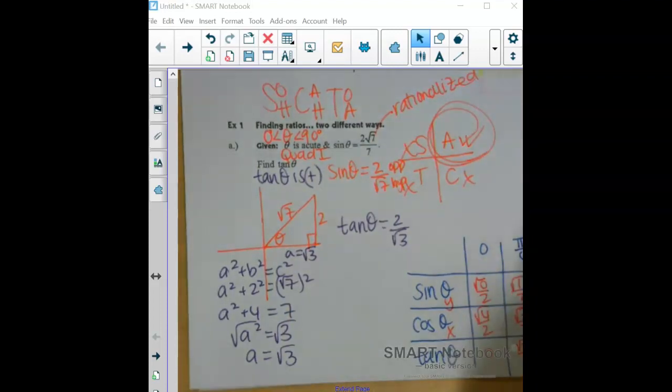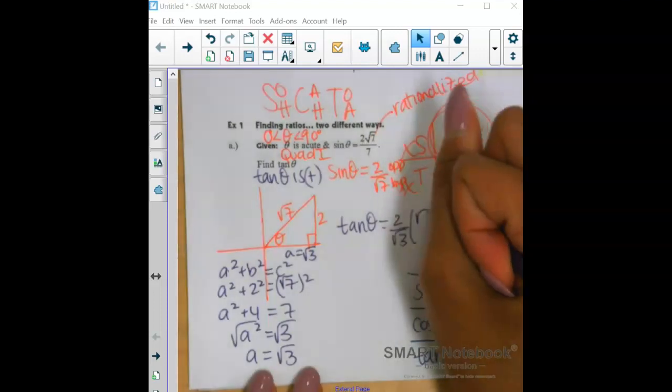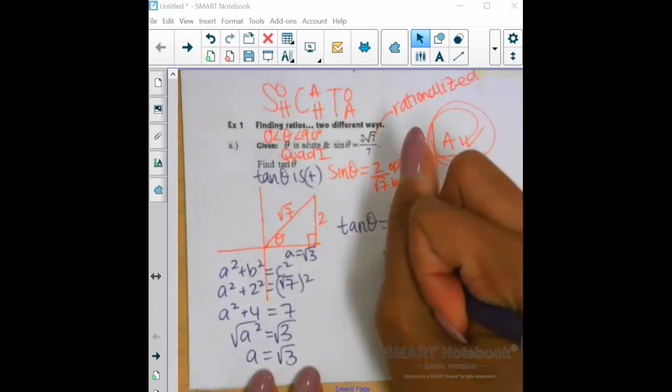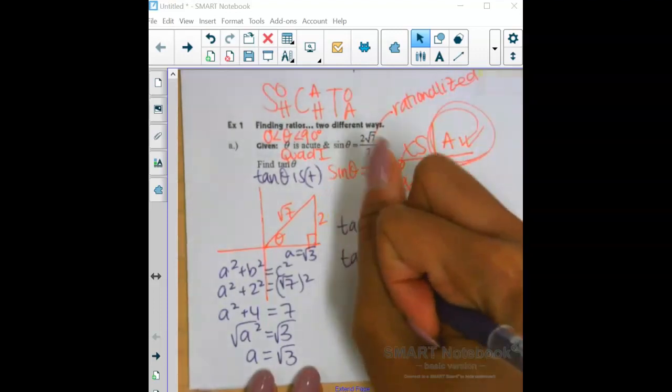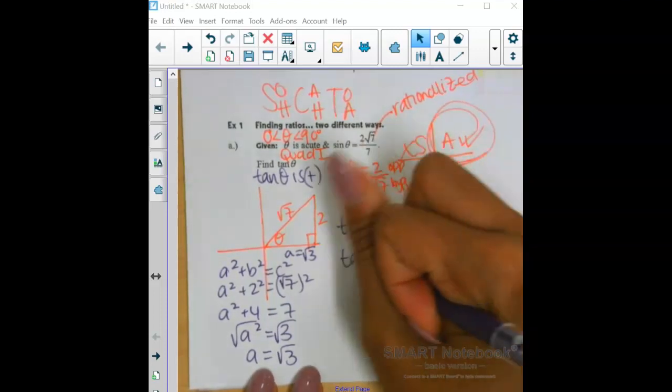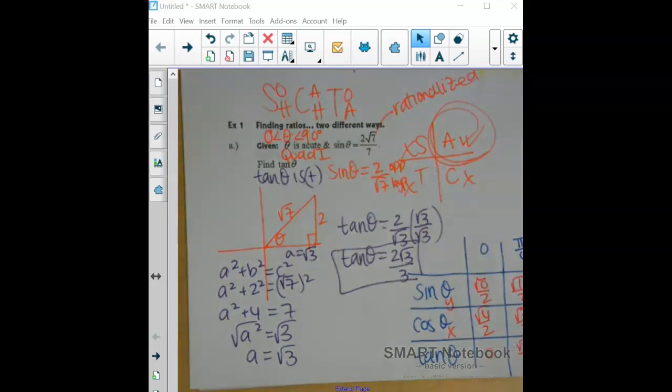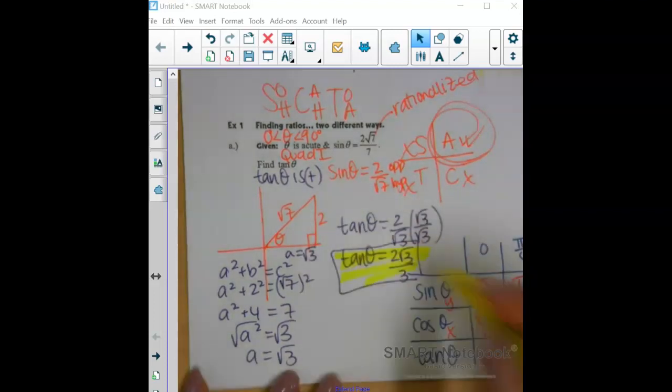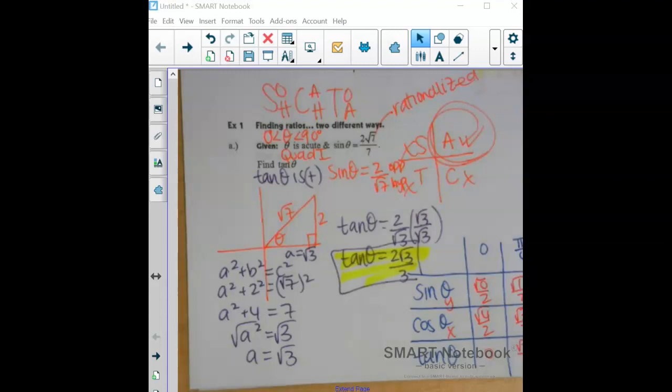Y'all already know, on your tests and quizzes, I will expect you to rationalize. So let's go ahead and rationalize this by multiplying by the square root of 3 in your denominator and numerator. So tangent of theta is going to equal 2 square root 3 over 3. That's your answer. Let's go ahead and look at the next page.